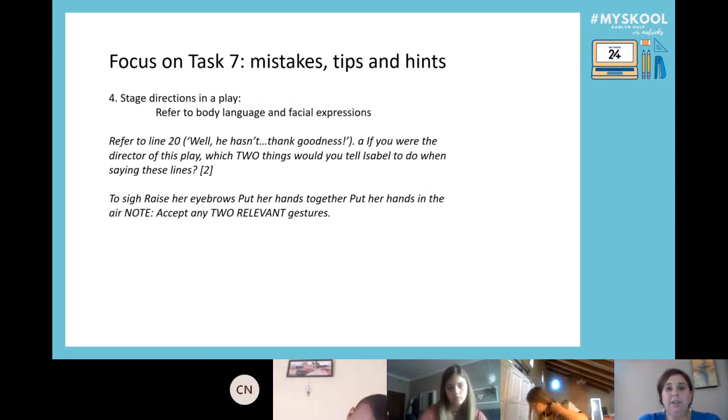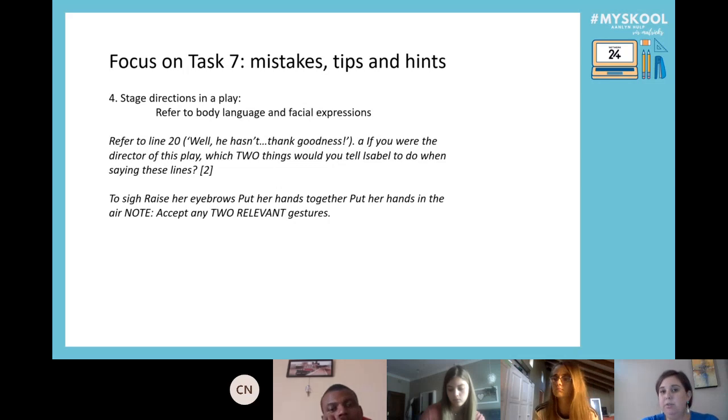Number 4, stage directions in a play refer to the body language and facial expressions. In the stage directions, those are the little ones in the brackets. Remember, you get the words that the characters say, and then there are also the stage directions in italics in the brackets. Refer to line 20. "Well, he hasn't, thank goodness." If you were the director of this play, which 2 things would you tell Isabel to do when saying these lines? Maybe to raise her eyebrows, put her hands together, put her hands in the air. Accept any 2 relevant gestures.